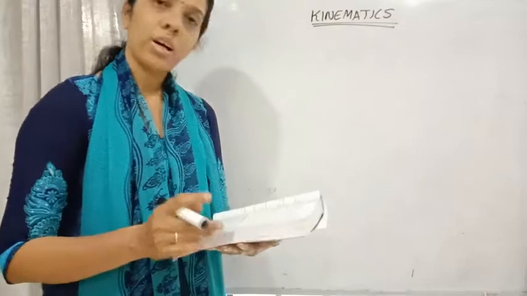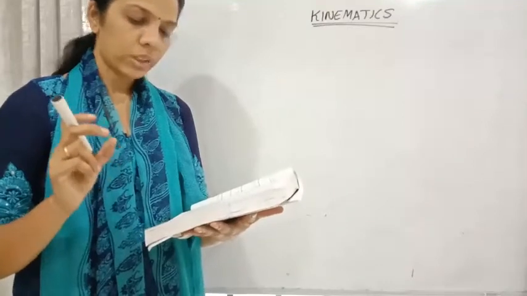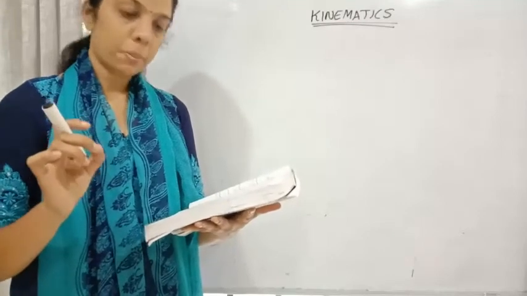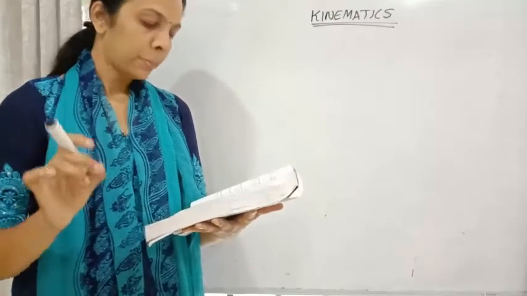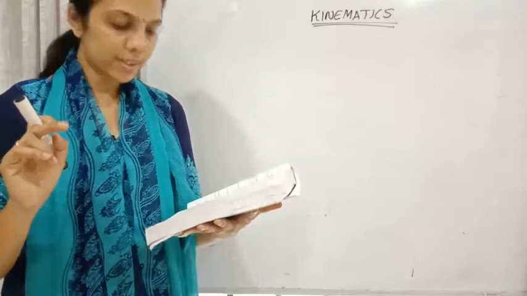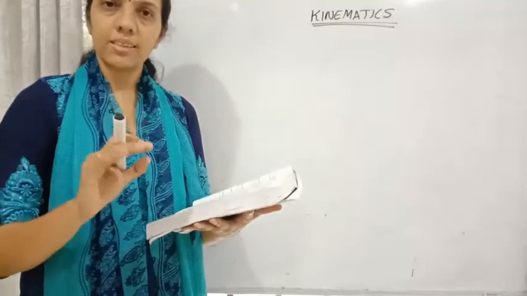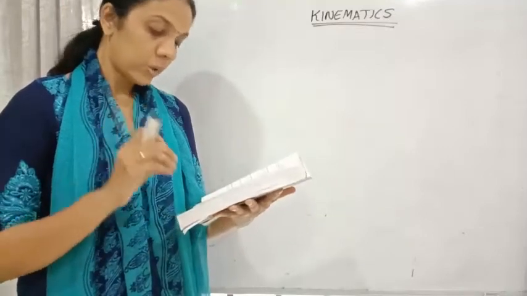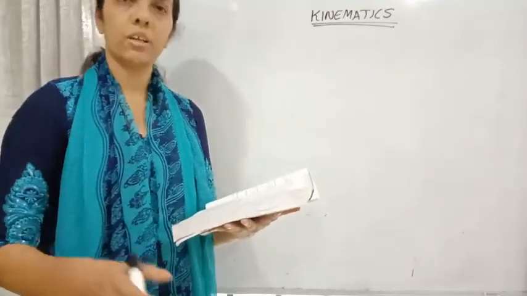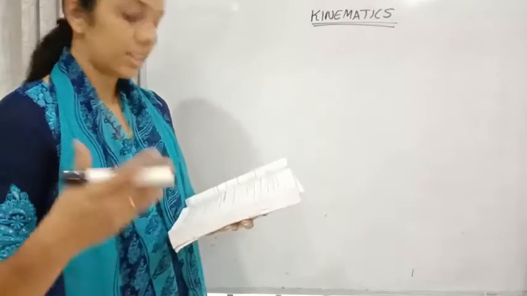Clear? Now I'll give you two questions for homework. The velocity of a particle moving along the x-axis varies with time as v equals 10 plus 5t minus t square. At time t equals 0, x is equal to 0. Find the acceleration at time t equals 2 seconds, and the x coordinate of the particle at time t equals 3 seconds. It's easy. Velocity is given, so to find the acceleration you should differentiate, and to find the displacement you should do the integration. Velocity to displacement, integration you can do.